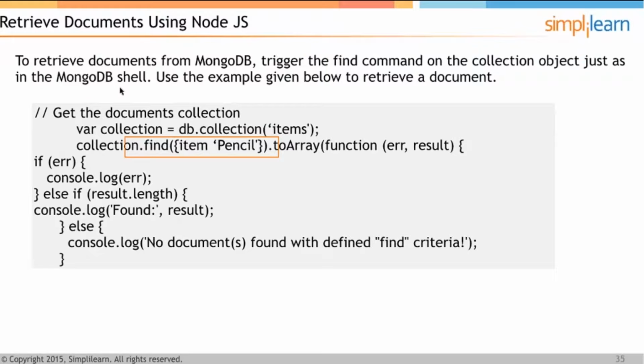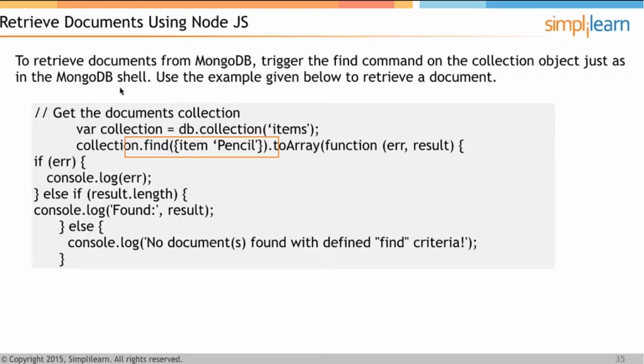So again, to retrieve the documents from MongoDB, trigger the find command on the collection object, just as in the MongoDB shell. What we have done is, first of all, get the documents collection. You can see var collection is equal to db.collection items. Here the collection variable has the items collection. And now I'm trying to find records which have some things.